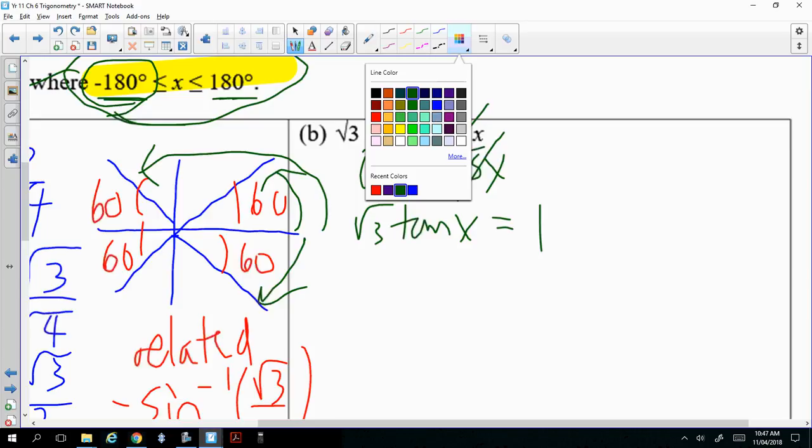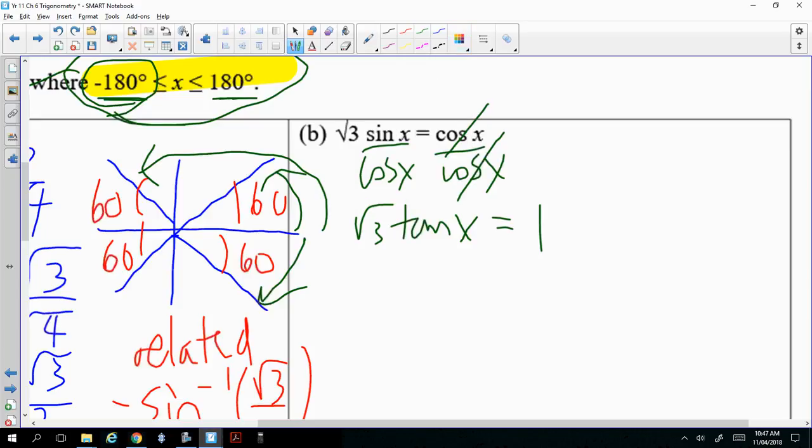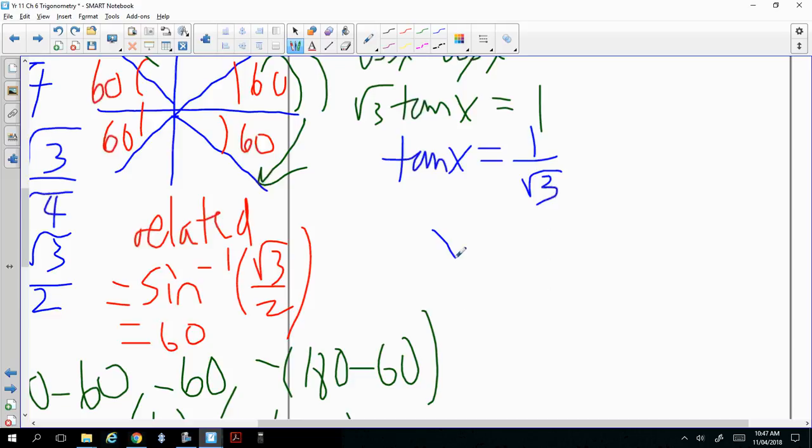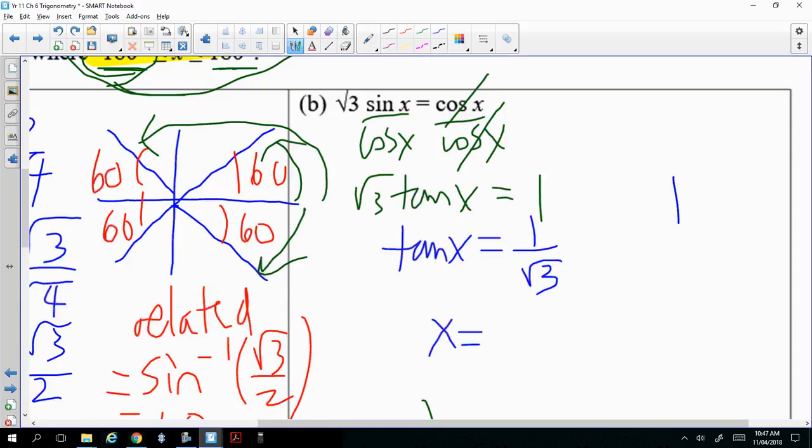And then we continue. And then tan x equal to 1 over √3. And then we do x equal to, now once you got the tan, that becomes a normal equation. Use a quadrant. When is tan x positive? Positive in the first or third.